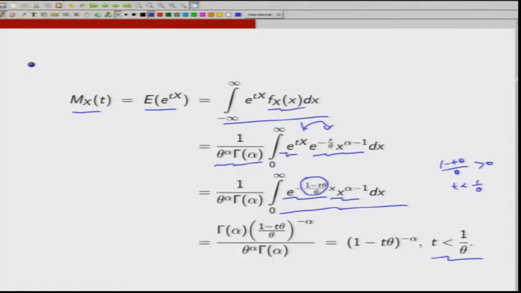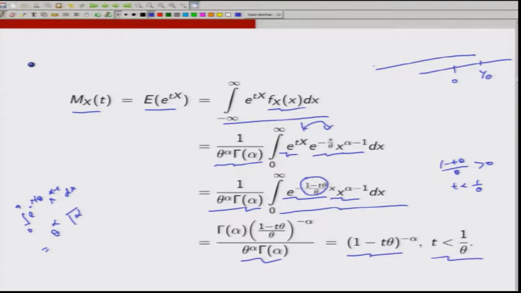And in that case, I know this integral, because I know that integral 0 to infinity e to power minus x by theta x to power alpha minus 1 dx is the same as theta to power alpha into gamma alpha. So, this would be ((1 minus t theta) by theta) to power minus alpha gamma alpha, and theta power alpha gamma alpha was already there. So, this turns out to be (1 minus t theta) to power minus alpha for t less than 1 by theta. Now, theta is positive, so 0 is over here. So, for t less than 1 by theta, the moment generating function is finite. So, that means the moment generating function is finite in a neighborhood of 0.